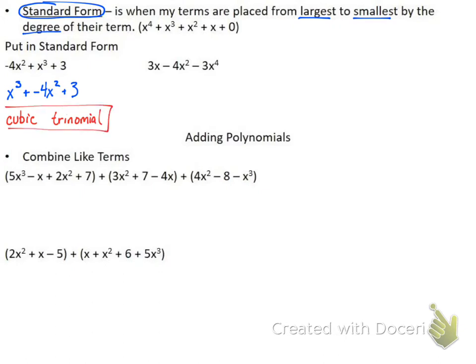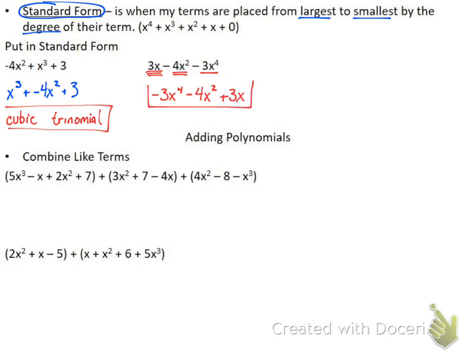With the next one, again, same thing. X to the fourth first, x squared second, regular x will be the third thing. The sign of the x to the fourth is a negative 3, x to the fourth, minus 4x squared, that's the next biggest exponent, and then the 3x is positive, so I go plus 3x.